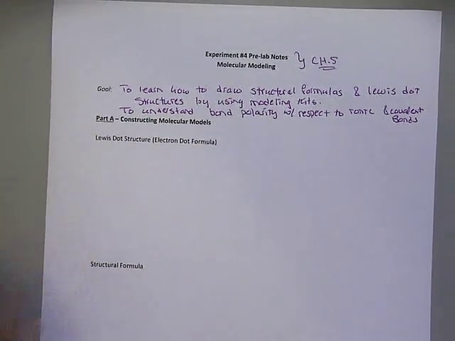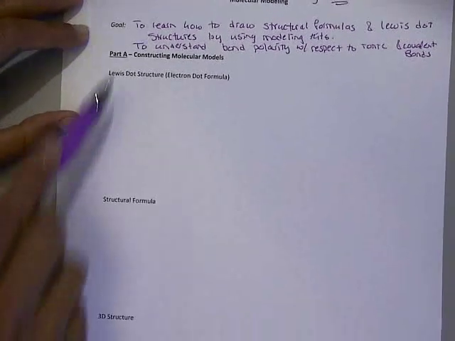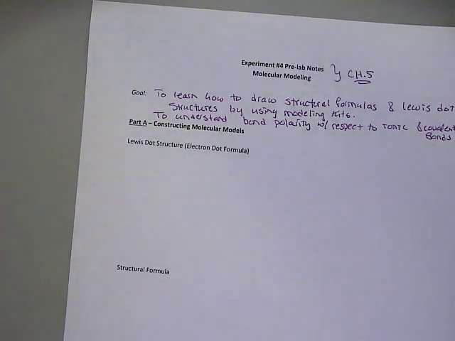Part A first wants you to construct molecular models. So we're going to be doing this in 3 different manners: Lewis dot structures, structural formulas, and 3D structures. So Lewis dot structures are basically electron dot formula.